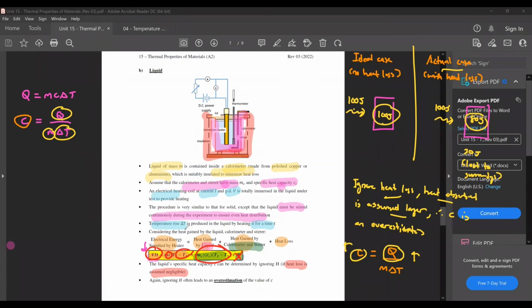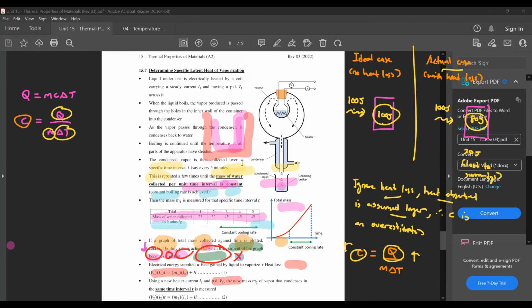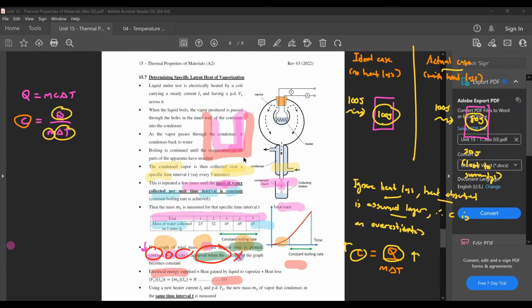Okay, but same thing as before, the moment you do this, you're going to get a value of C that is an overestimate, which is larger than your true value. So that's the only thing you need to know when it comes to finding specific heat capacity for a liquid. There's also determining latent heat, but this one I think is pretty long.